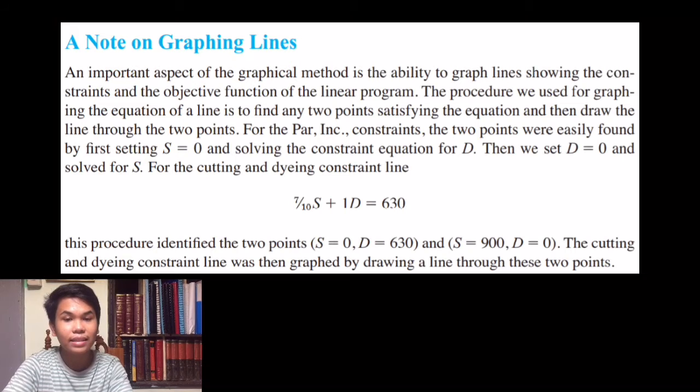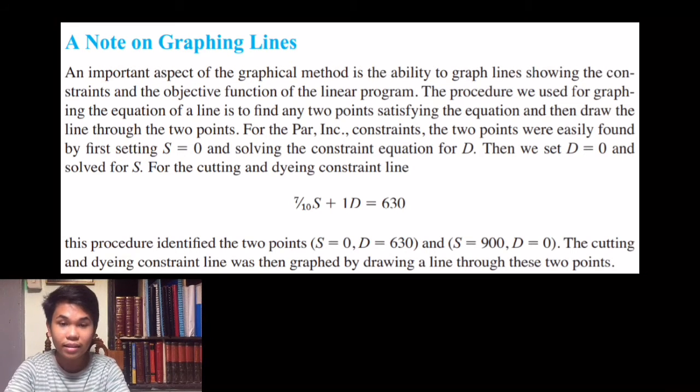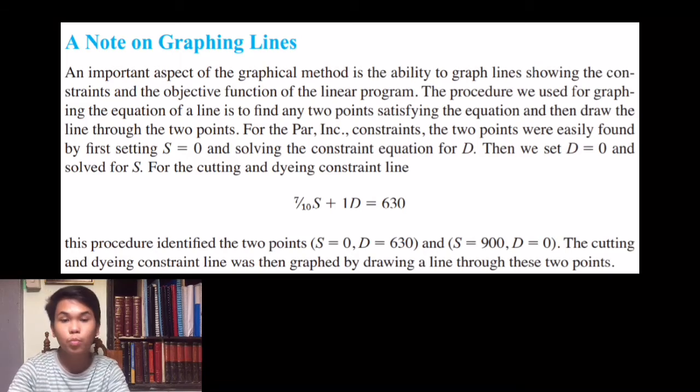For the cutting and dyeing constraint line, we have the equation 7/10 S plus 1D equals 630. This procedure identified the 2 points S equals 0, D equals 630, and S equals 900, D equals 0. The cutting and dyeing constraint line was then graphed by drawing a line through these 2 points.